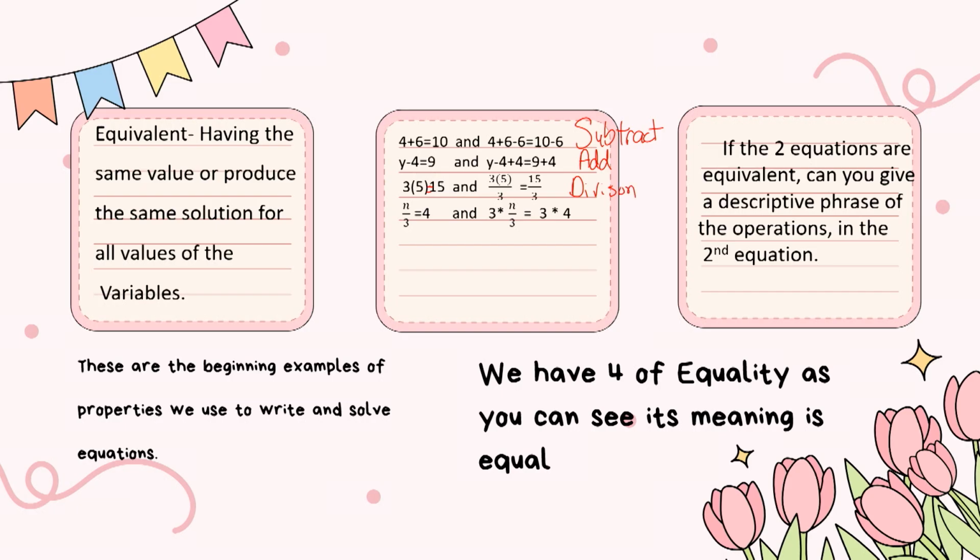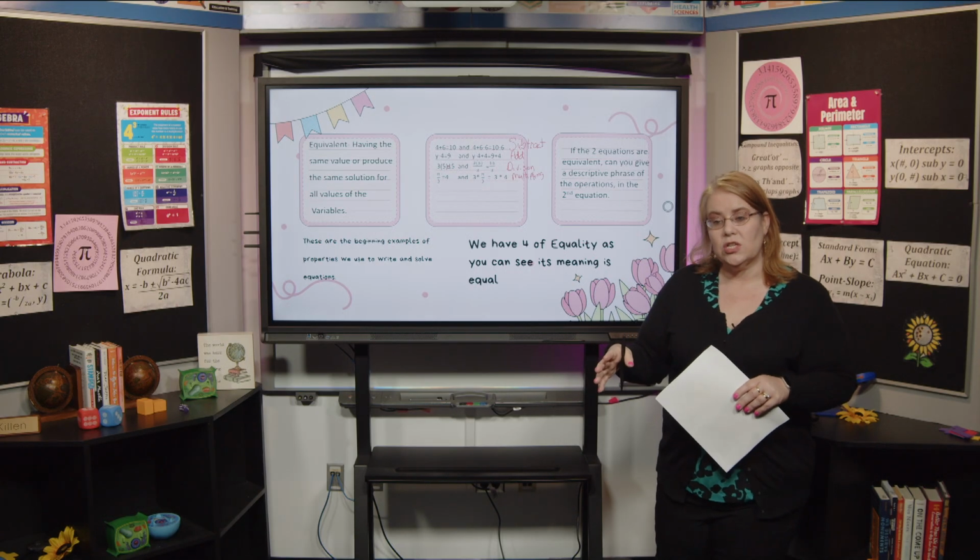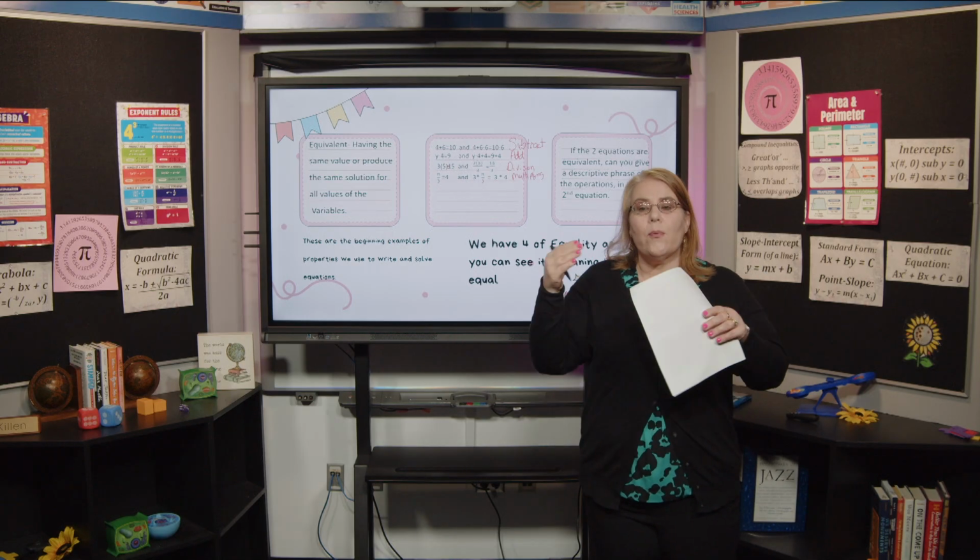So the last one says n divided by 3 equals 4. Then I have 3 times n divided by 3 equals 3 times 4. So what's that extra step that I'm doing? I'm multiplying. All right. If two equations are equivalent, you can give a descriptive phrase of the operation in the second equation. And that's what we did. We subtracted. That's describing the action we did. We added. That's describing the action that we did on the right. Division and multiplication. These are different operations we're doing, and with these different operations, there are properties of them.